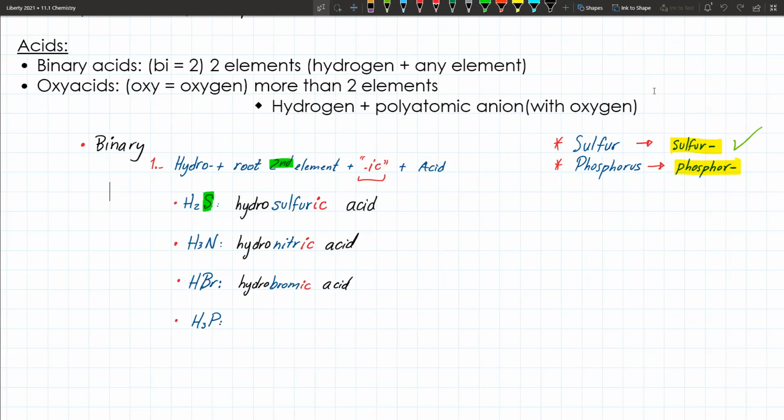This one. H3P. I know hydrofluoric acid. Hydro. Hydro what? Hydrophosphoric acid. Hydro, remember, phosphorus is the other exception, so it is hydrophosphoric acid. Like that.